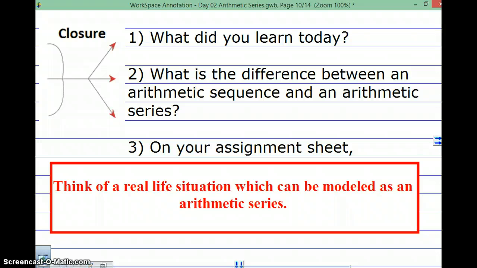And we're finished. What did you learn today? What is the difference between an arithmetic sequence and series? One has commas, one has plus signs. Think of a real-life situation which can be modeled as an arithmetic series.